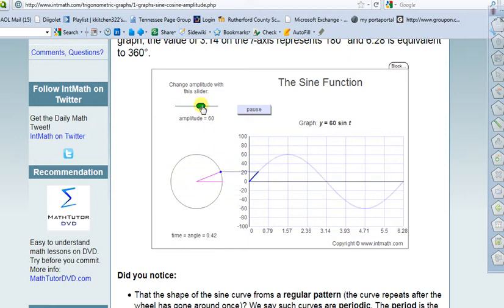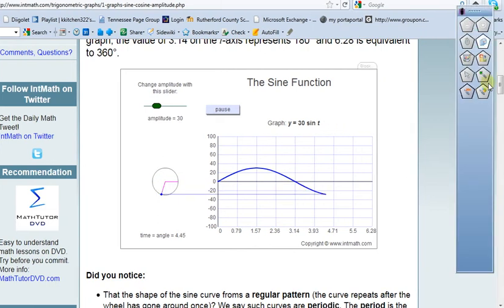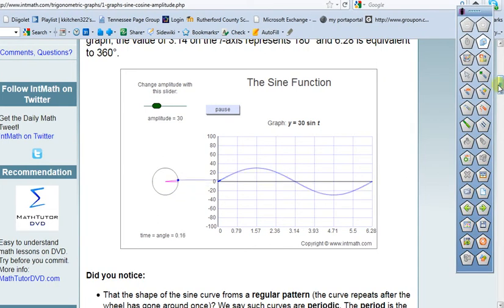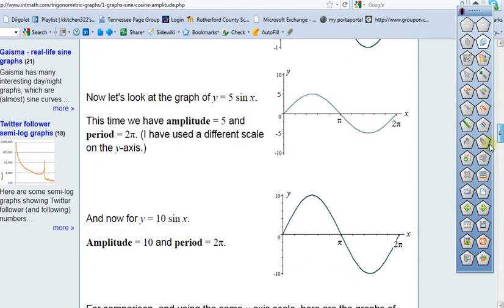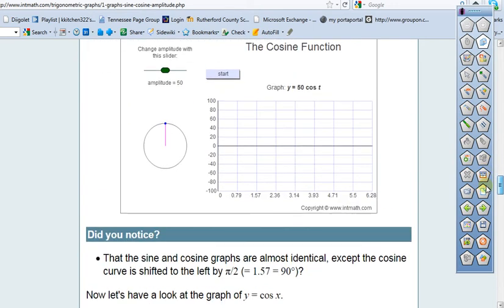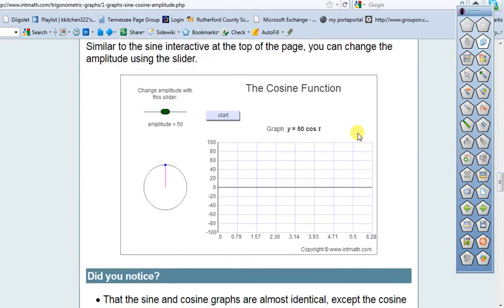So again, I can slide this bar down to 30, and now we will all see that the maximum height here is at 30 and the minimum is at negative 30. So that's exactly how the amplitude affects the curve. And the same is true for the cosine curve.